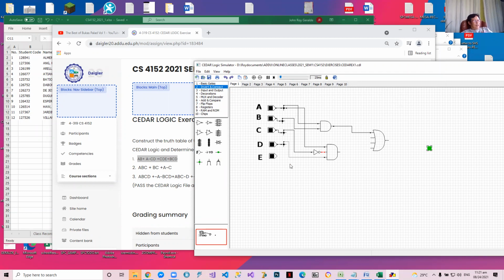So we already have this, no? And then we need a CDE. Okay, so this is an AND gate. So this is a 3-input AND gate. So we look for a 3-input AND gate. Luckily, we have this. Okay, 3-input AND gate. We need a C, D, and E. So we have a C here. We have a D. And we have an E. I will get an E.